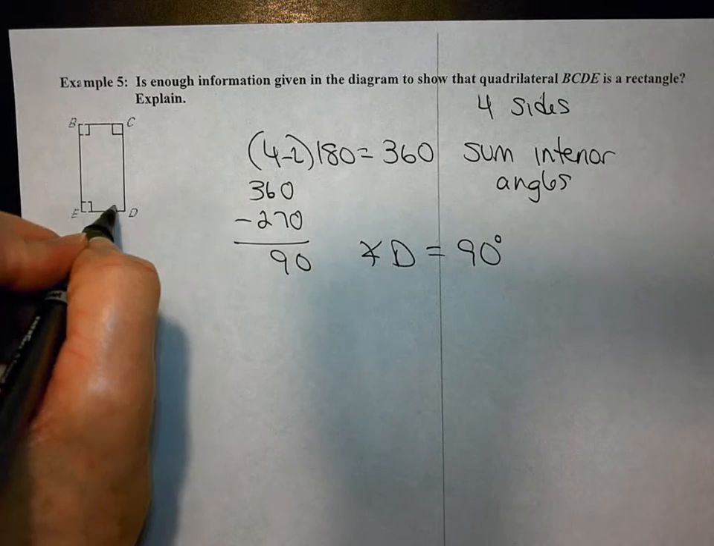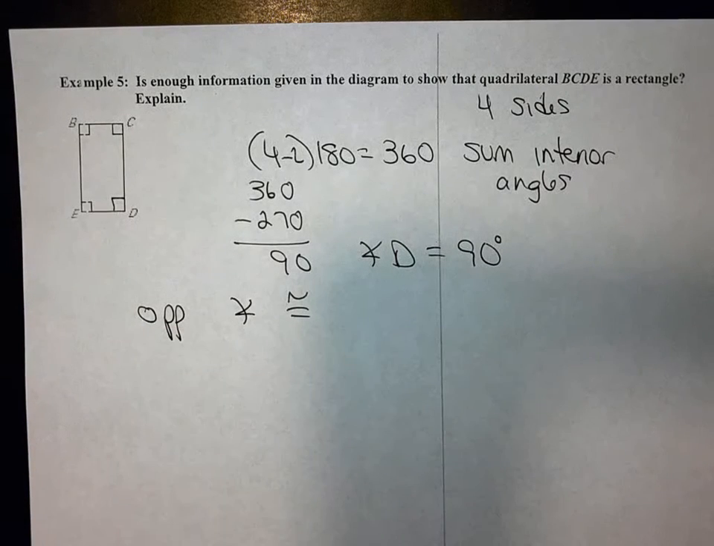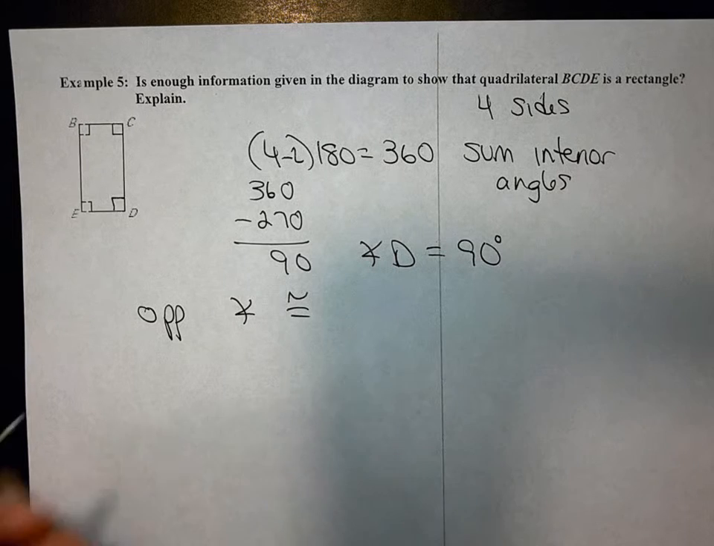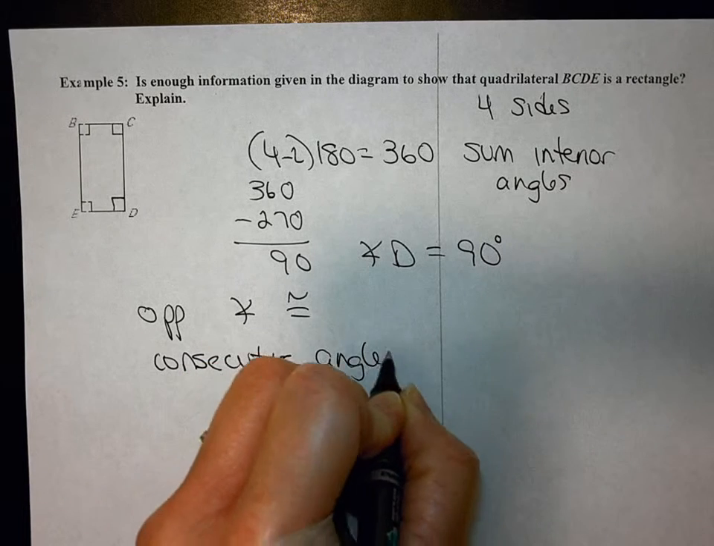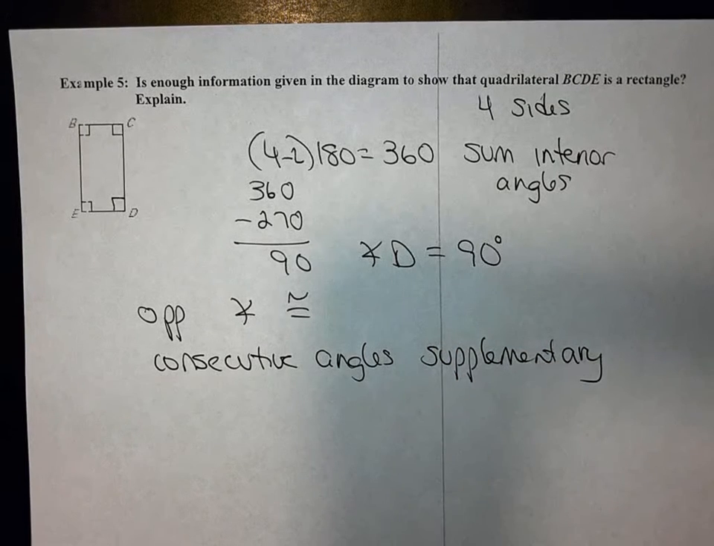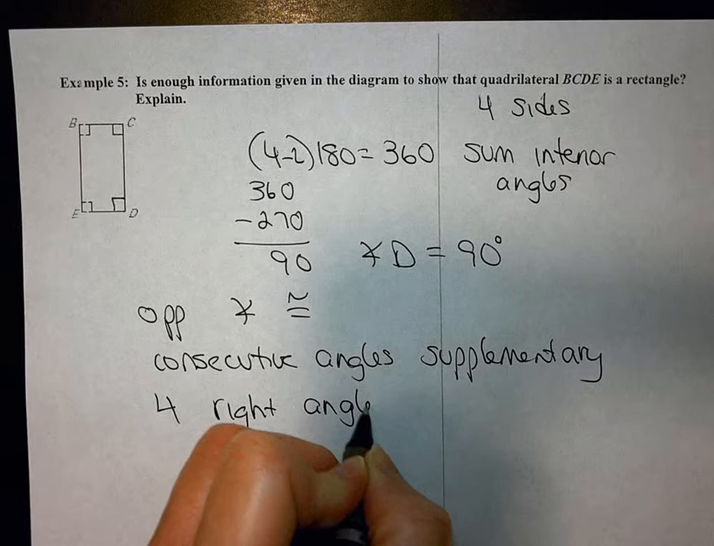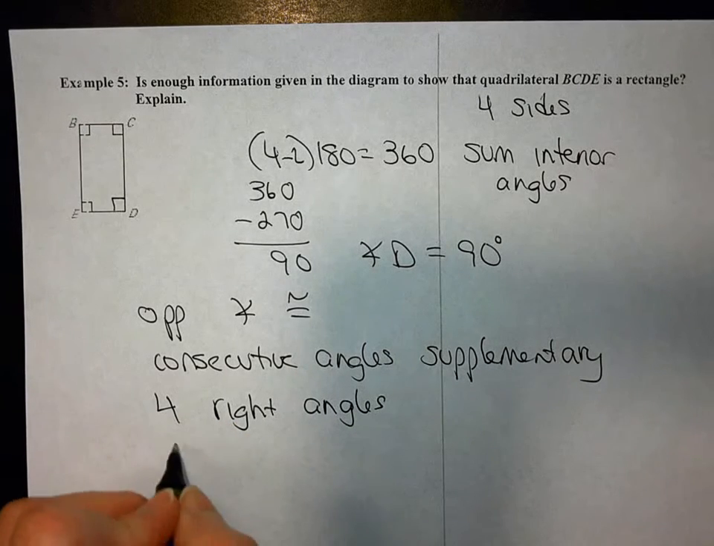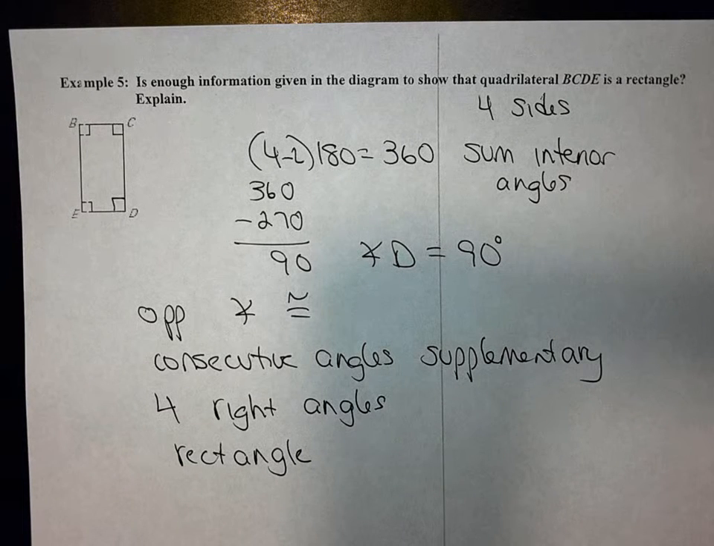Okay, we also know that opposite angles are congruent. That just makes it a parallelogram, so we need a little bit more. We have consecutive angles are supplementary, or equal to 180. That again doesn't make it anything further. That's a parallelogram property. However, we do have 4 right angles. Okay, that with these other properties lets us decide it is a rectangle. Okay, like I said, this is a short section. We're just going to be looking at pictures and trying to decide if we know what they are.